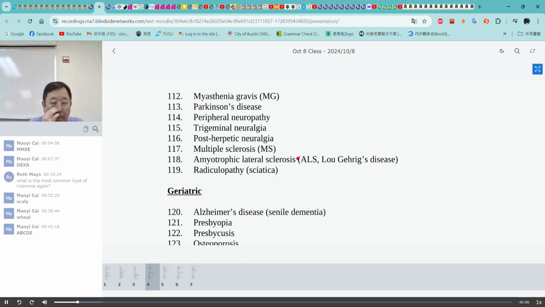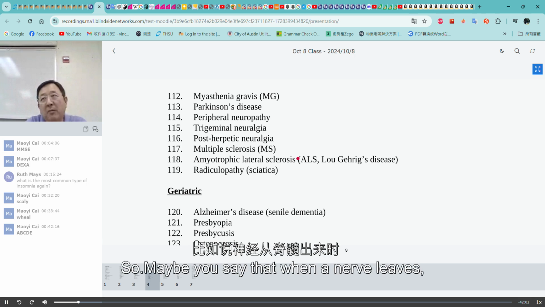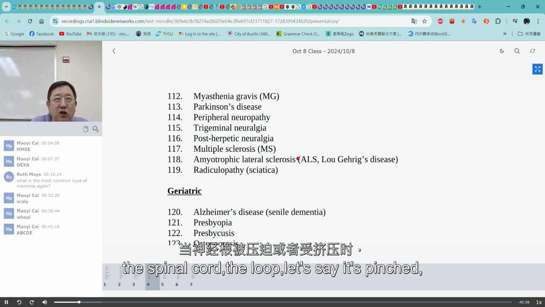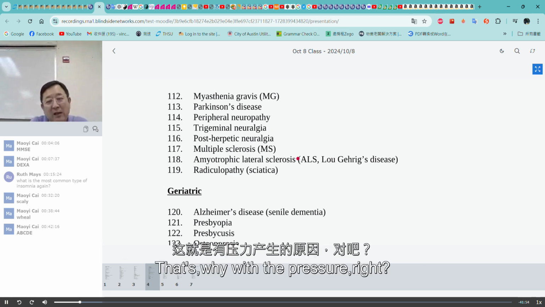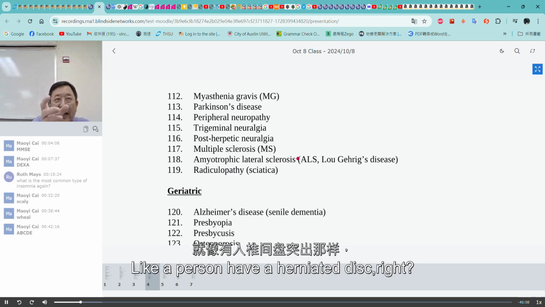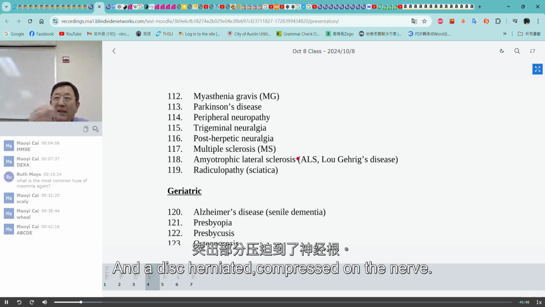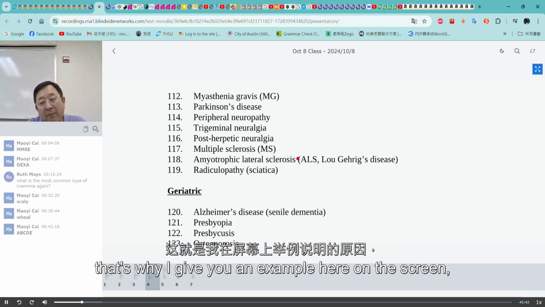Then the last one, that's just the name, radiculopathy. Radicular is the nerve root. So it's a nerve root problem. When the nerve leaves the spinal cord, the root is pinched, pressed, or inflamed. That's the pressure, like a person with a herniated disc, where the disc herniates and compresses on the nerve. That's called radiculopathy. So I give you an example here on the screen.